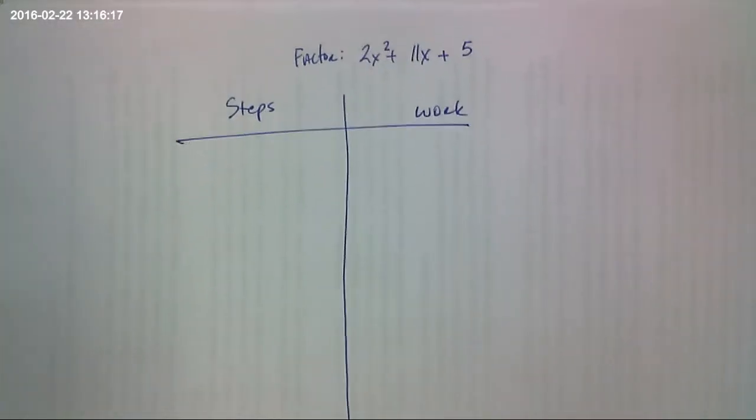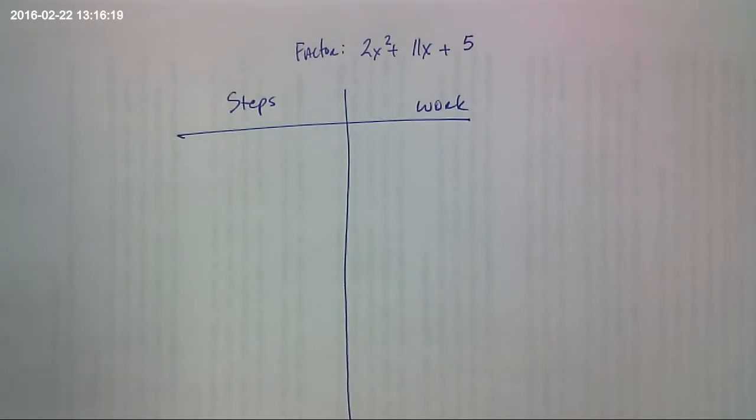Okay, here's what the problem is. 2x squared plus 11x plus 5, and we have to factor it.